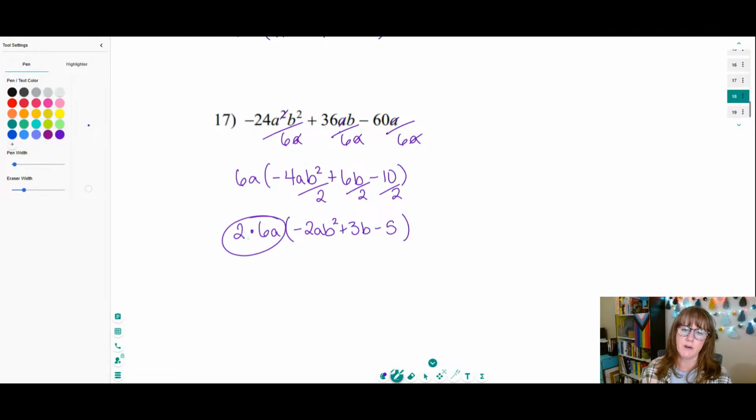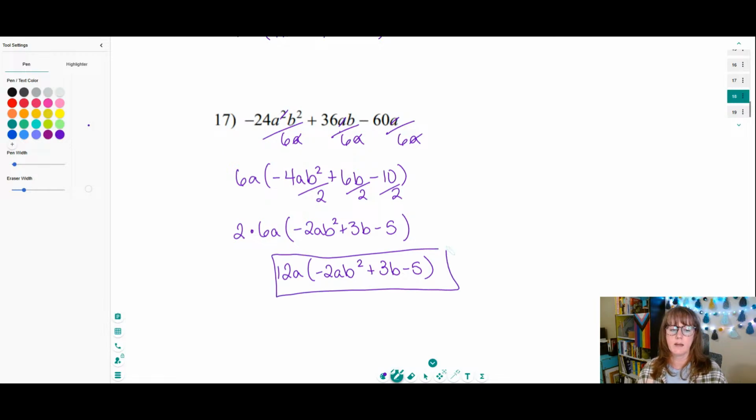We do want to simplify this part a little bit more and just multiply that together. So 2 times 6a is 12a. And I'm just going to rewrite all of this inside the set of parentheses. And that is a factored expression.